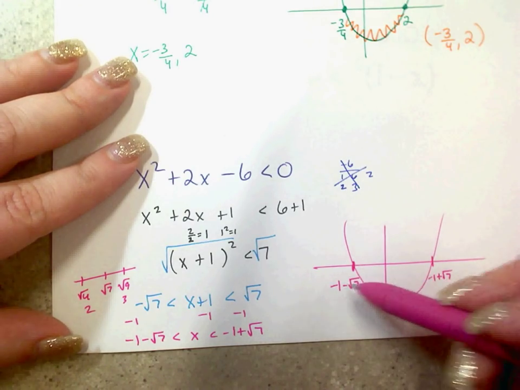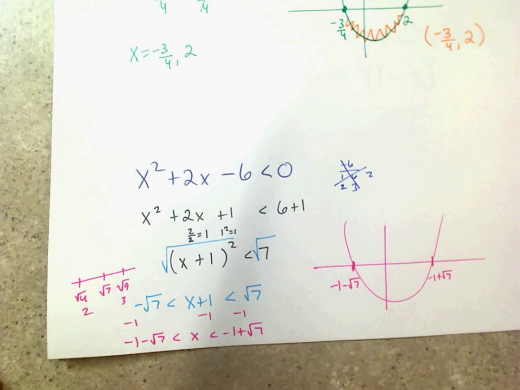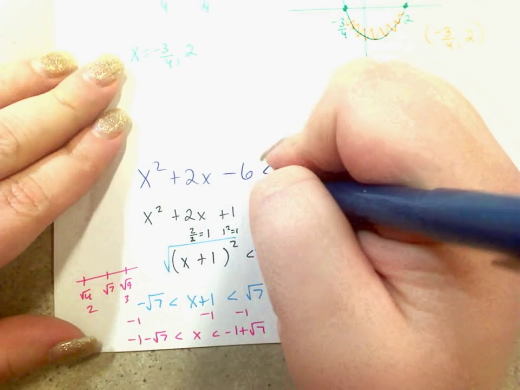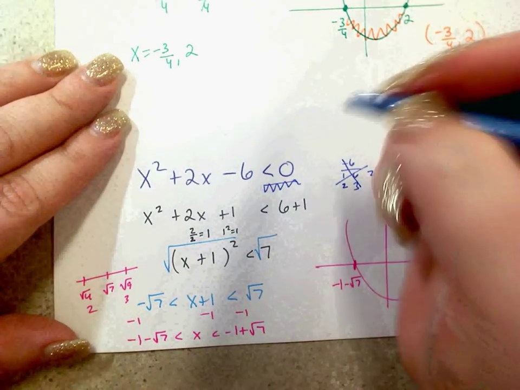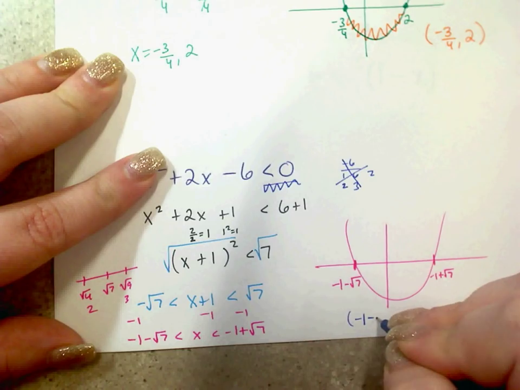So, whatever. The question is, when is it less than 0? Gosh, we've answered that question a lot. So less than 0 is between the two, negative 1 minus the square root of 7 and negative 1 plus the square root of 7.